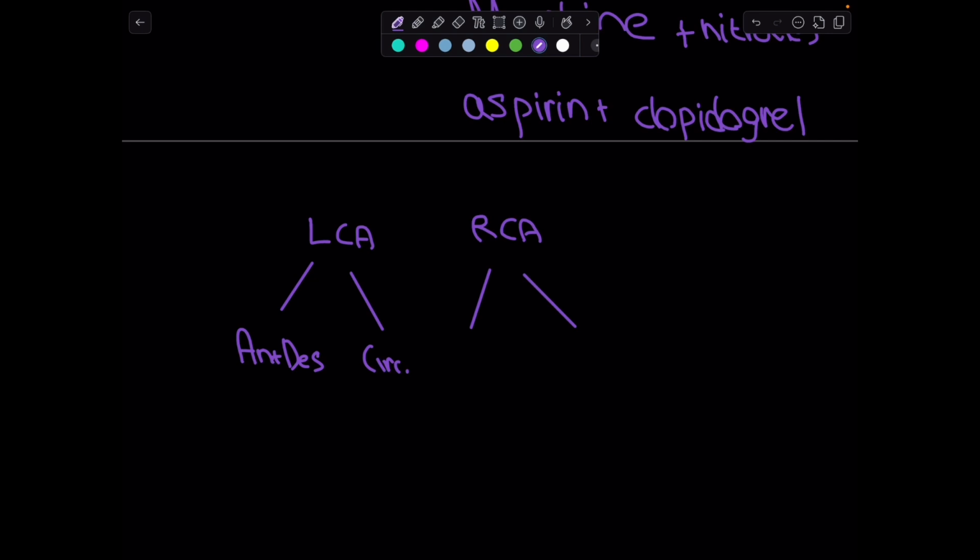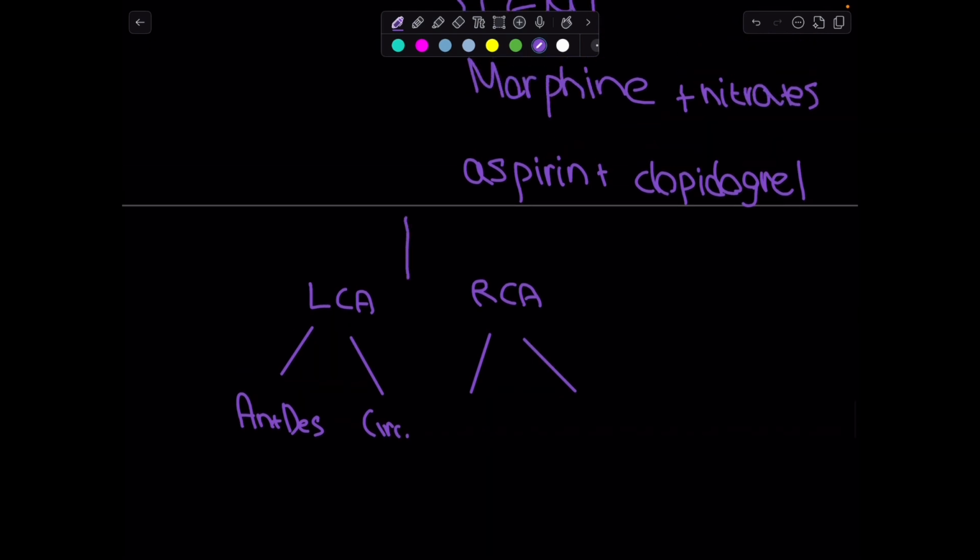So the right coronary artery doesn't break down to a circumflex and an anterior descending. Correct. The right coronary artery does not branch into a circumflex or anterior descending artery. It primarily runs along the right heart border, supplying the right atrium, right ventricle, and often the posterior septum. And why do we have this asymmetrical situation then?